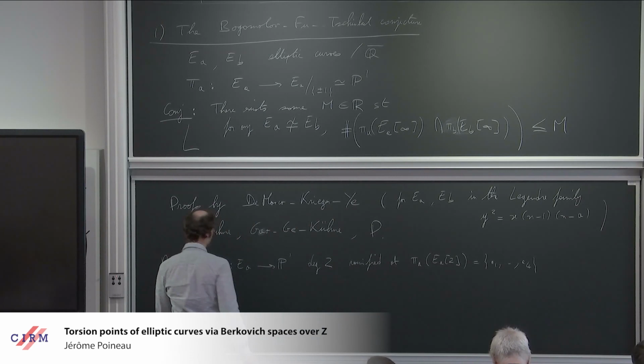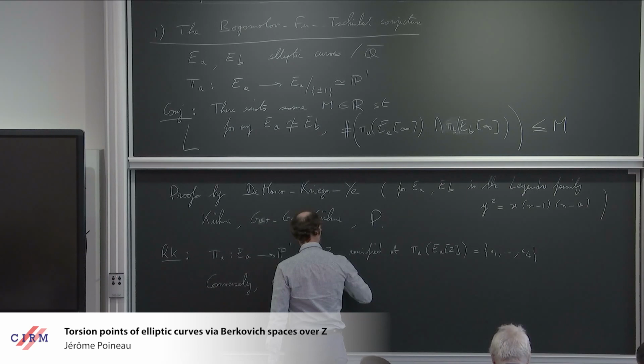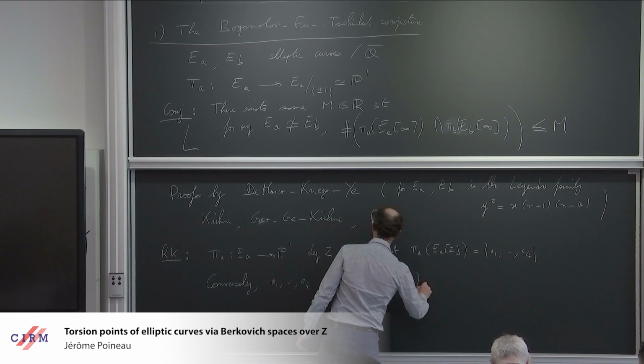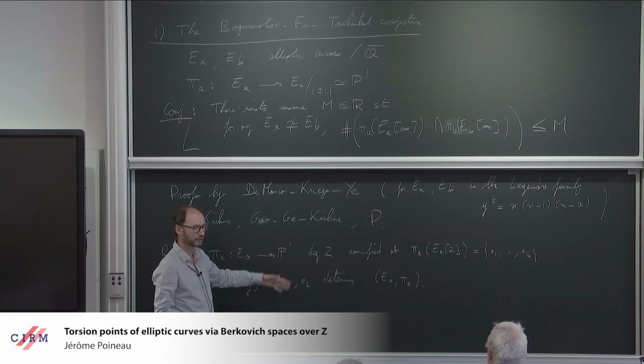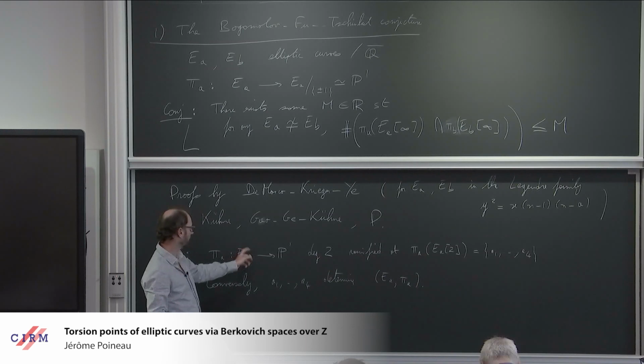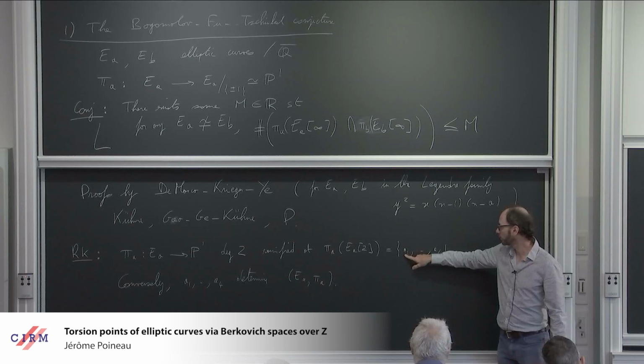And conversely, these points A1, A4 would determine the elliptic curve and the map, by which I mean you start with P1, you fix 4 points in Q bar, and you want to construct some degree 2 morphism ramified exactly at those points. Then what you get is some elliptic curve, up to a choice of an origin, and a map like this. Okay, and in the Legendre family, that's exactly what I mean here, is that you pick 3 of those points to be 0, 1, and infinity.